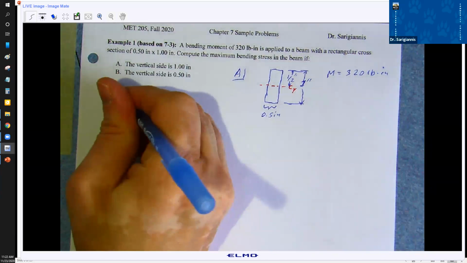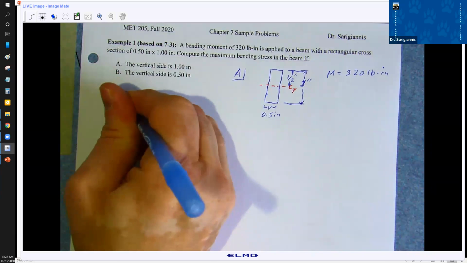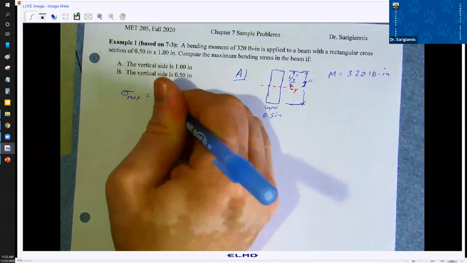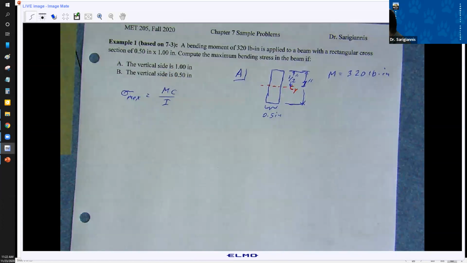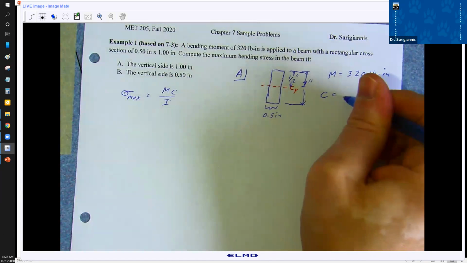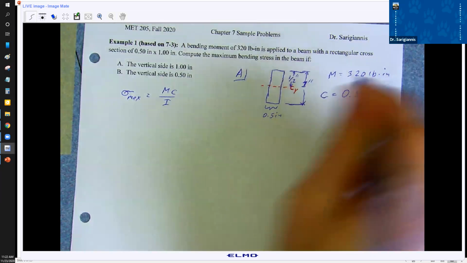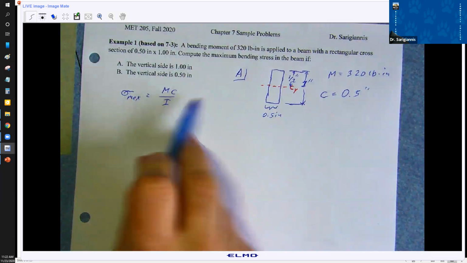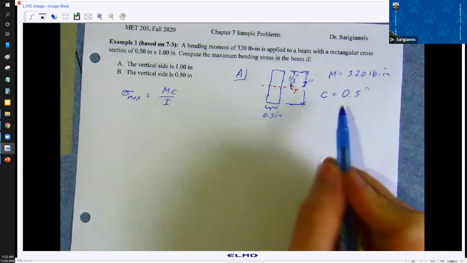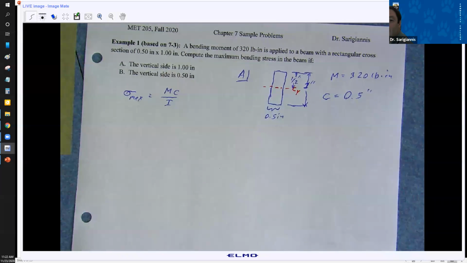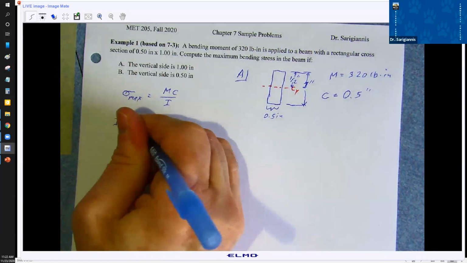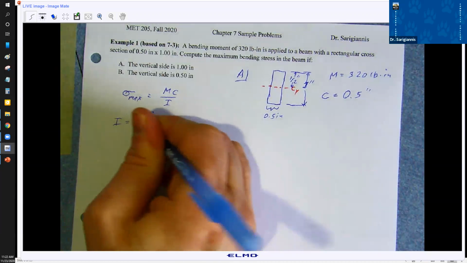All right, so our max sigma is Mc over I. We know the moment, c is going to be 0.5 inches. Remember, c is the maximum distance between the centroid and either the top or the bottom. So that's where the 0.5 comes from. The moment we were given, I we have to calculate. And I for a rectangle is bh cubed over 12.